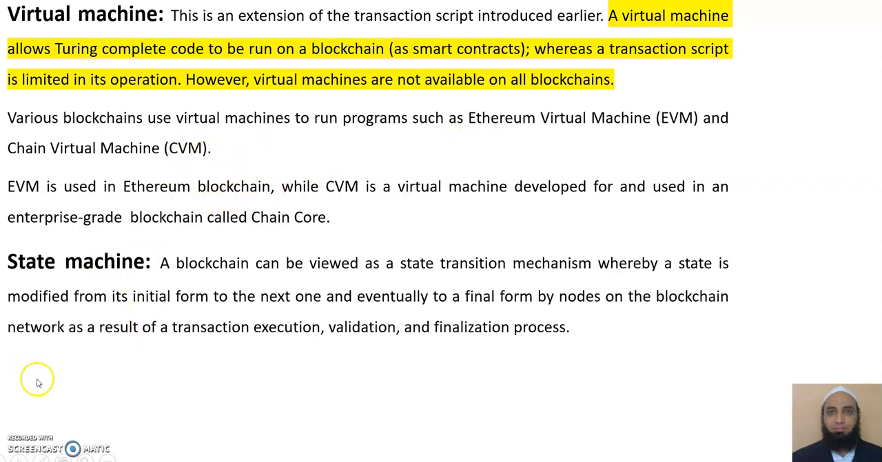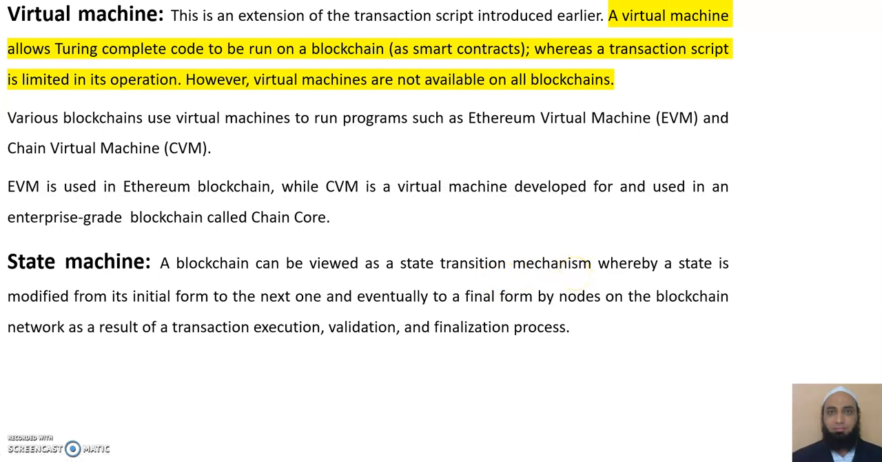Next we will see what a state machine is. A blockchain can be viewed as a state transition mechanism whereby a state is modified from its initial form to the next one and eventually to a final form by nodes on the blockchain network, as a result of the transaction execution, validation and finalization process. So what is a state machine? A blockchain can be used as a state transition mechanism. Obviously, isn't it?